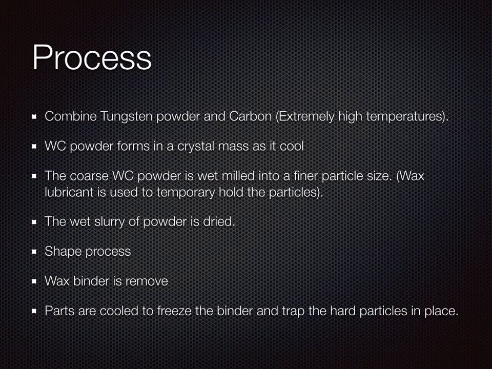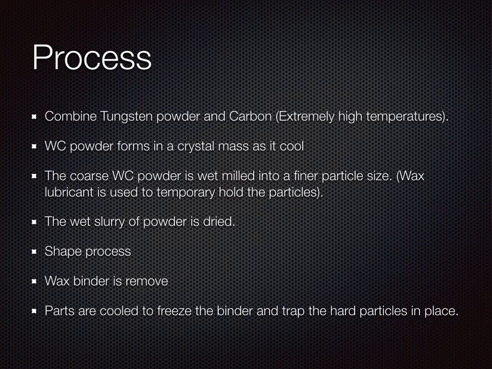The process of making tungsten carbide starts by combining the tungsten powder and carbon black. This process can be done in different ways. One of them is by a chemical reaction using extremely high temperatures. The WC powder forms in a crystal mass as it cools. Then the coarse WC powder is wet milled into a finer particle size depending on the product desired.